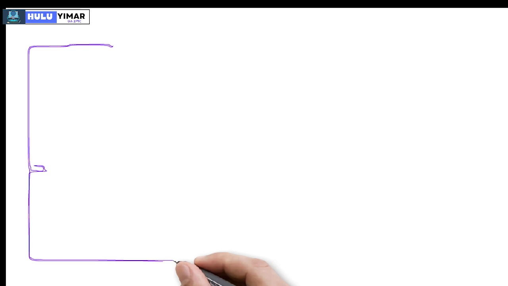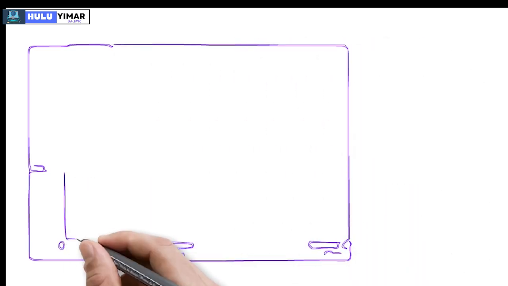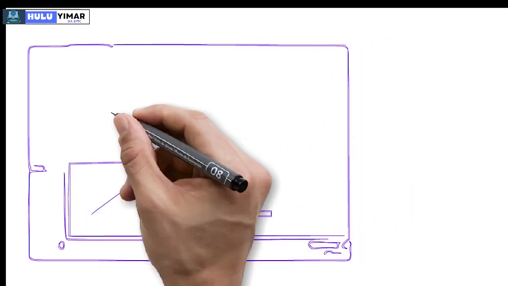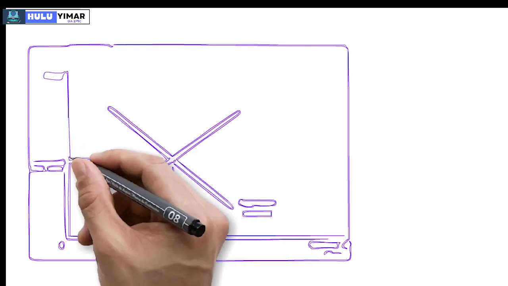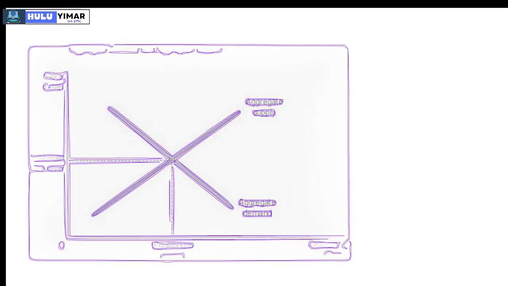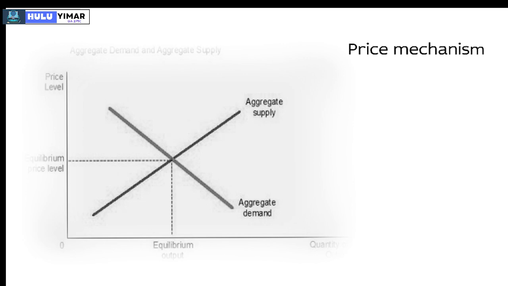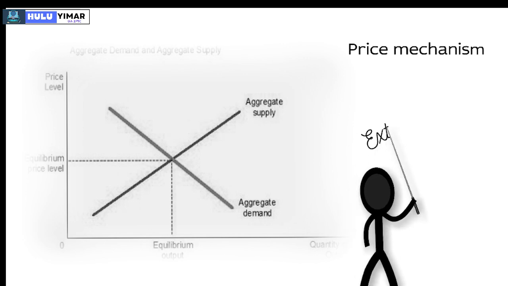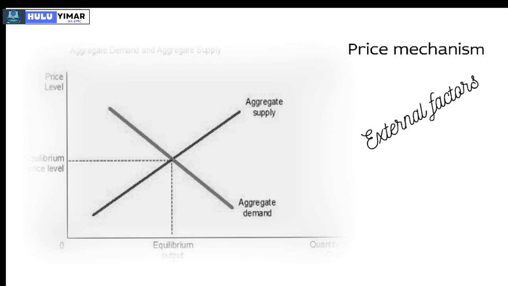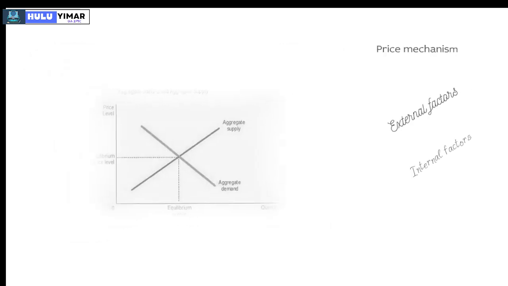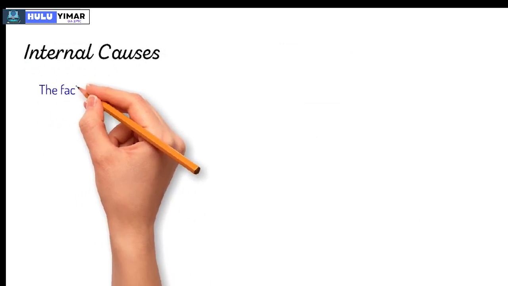A major cause of the business cycle is the price mechanism. That means demand and supply, because the price mechanism itself affects both buyers and sellers. It is affected by factors which are categorized into two: the external and the internal factors. Let us start by discussing the internal factors that cause a business cycle.